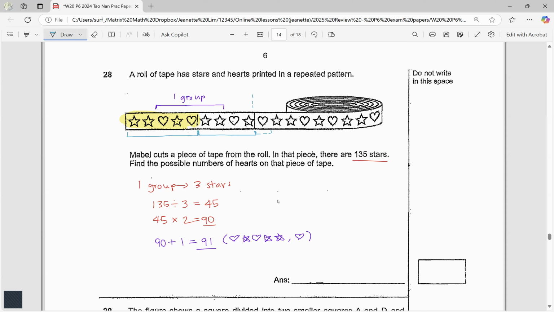So instead of 90, if I end here, it'll be 90. But if I end it earlier, the last group, it will still be 135 stars, but I'm left with 1 less heart. So the other possible answers will be 90 minus 1.